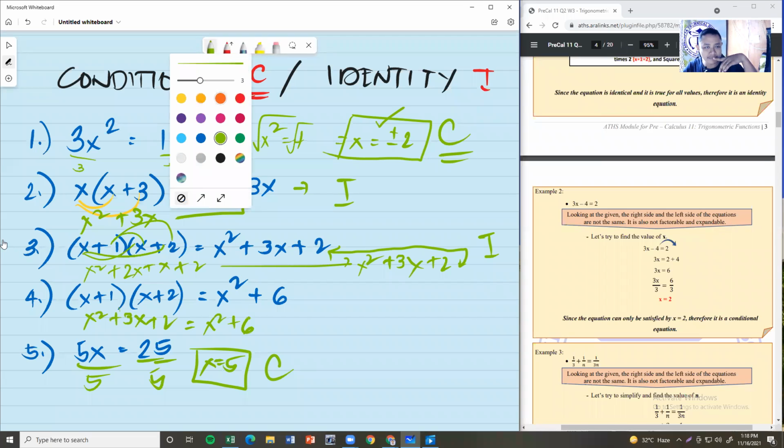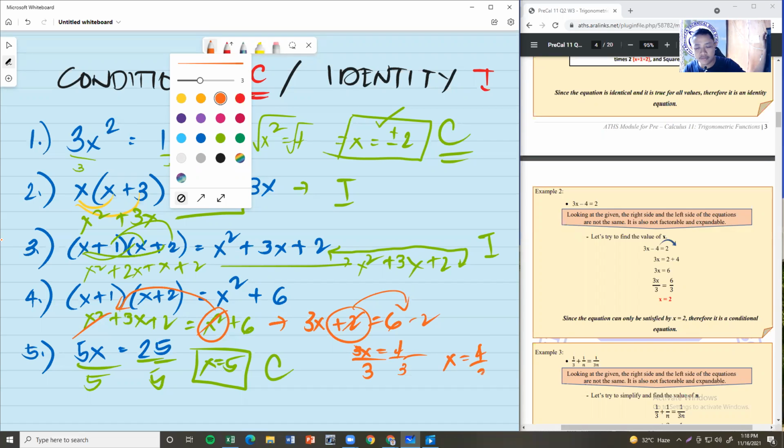Now let's combine like terms. Transpose, it will become minus, so that will be canceled out. So we will be left with 3x plus 2 is equal to 6. Transpose, this will become minus 2. So 3x is equal to 4. Divide both sides by 3. x is equal to 4 over 3.